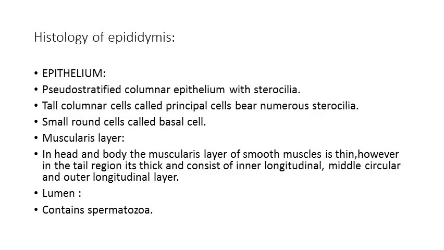Then comes the muscularis layer. In the head and the body, the muscularis layer of smooth muscle is very thin. However, in the tail region, it is very thick and consists of inner longitudinal, middle circular and outer longitudinal layers. Please learn properly the arrangement of these smooth muscles in the muscularis externa layer. That is, it is inner longitudinal, middle circular and outer longitudinal. In the lumen of the epididymis, you will see many spermatozoa present.